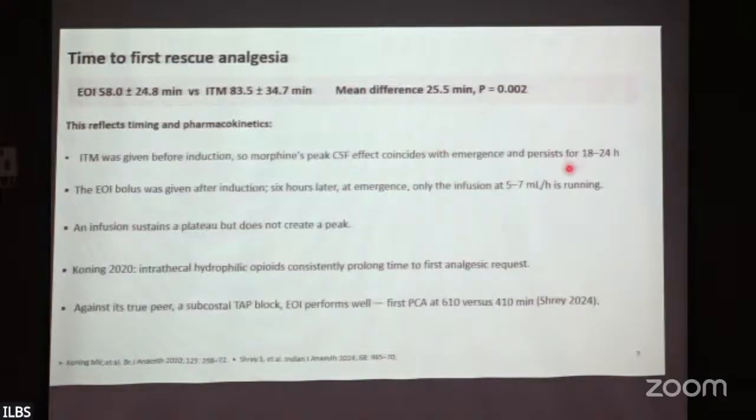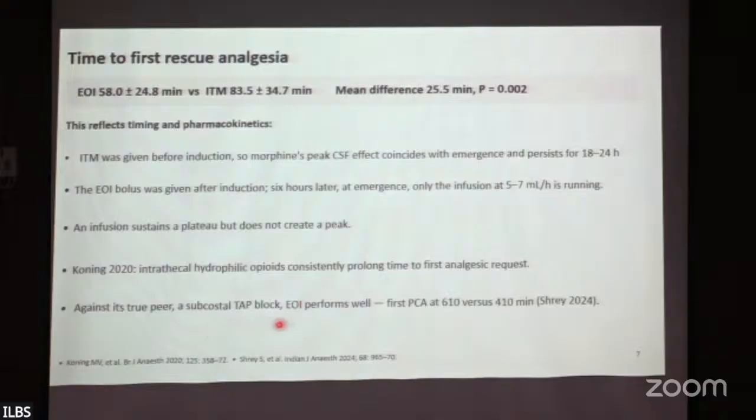Next, moving on to time to first rescue analgesia, it was significantly longer in the group that received the intrathecal morphine because intrathecal morphine was given before induction, and morphine's peak CSF effect coincides with emergence and persists for 18 to 24 hours. The EOI bolus was given after induction, and 6 hours later at emergence, only the infusion is going on. An infusion sustains a plateau but does not create a peak. Corning et al. in 2020 showed that intrathecal hydrophilic opioids consistently prolonged the time to first rescue analgesic.